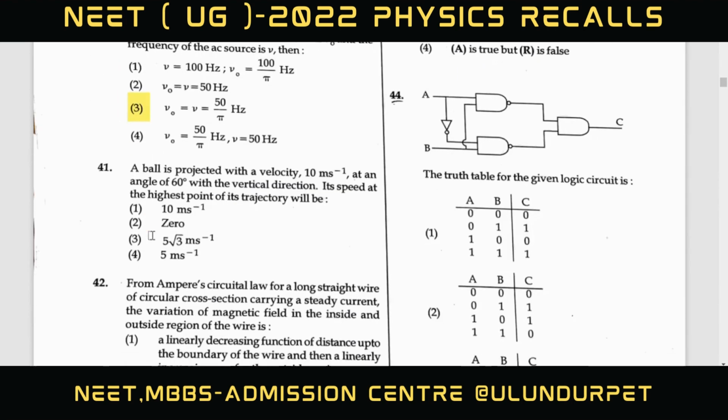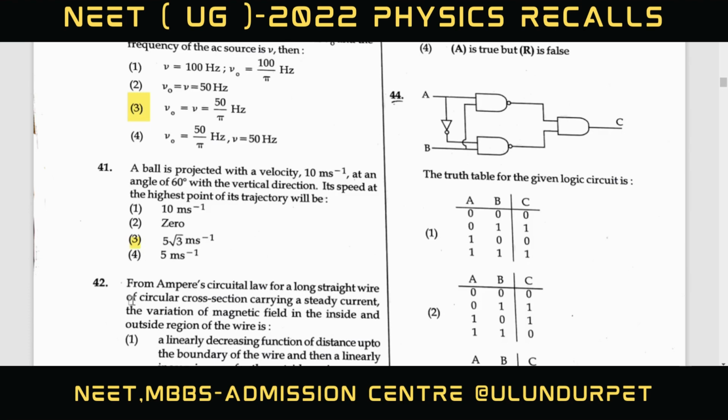41. A ball is projected with a velocity of 10 m/s at an angle of 60 degrees with the vertical direction. Its speed at the highest point of its trajectory will be? The option is 3. Three is the right answer.